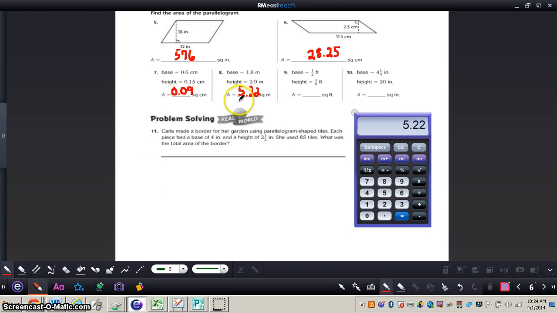Now let's take a look at number 9. We have 1/2 times 3/8. What we simply do is multiply 1/2 times 3/8. Okay, now from here we simply multiply fractions. 1 times 3 will give me 3. 2 times 8 will give me 16. So 3/16 square feet for the area of that parallelogram.